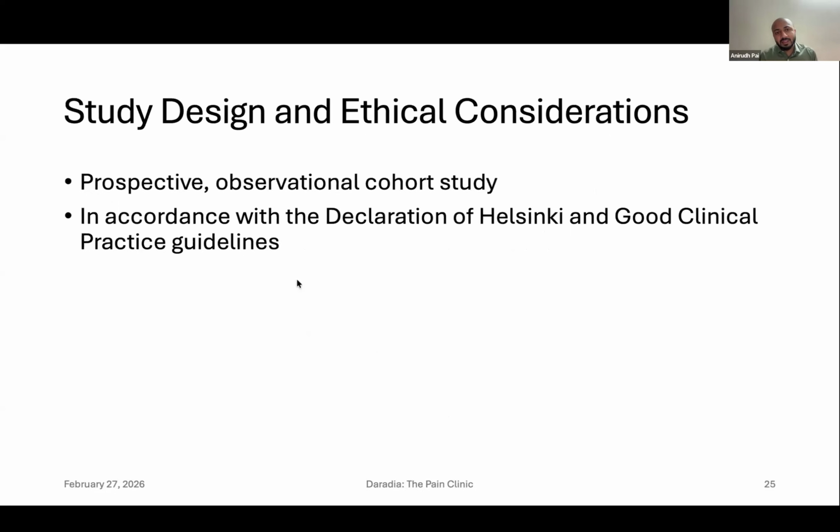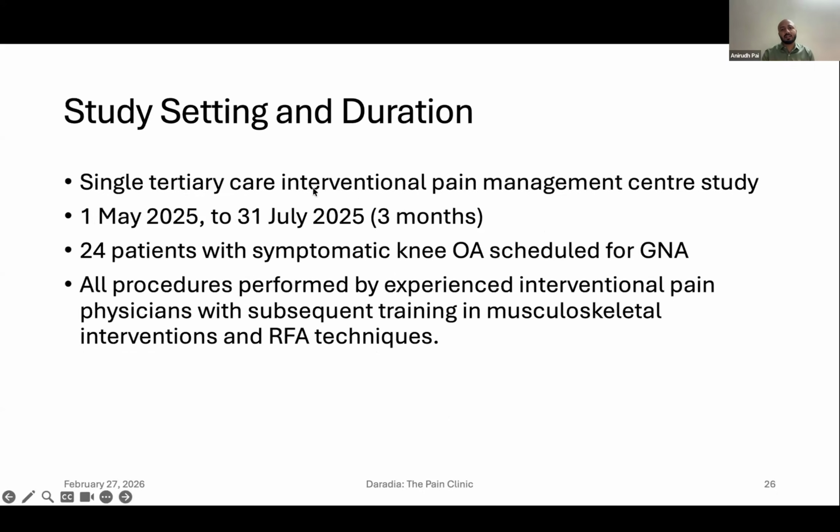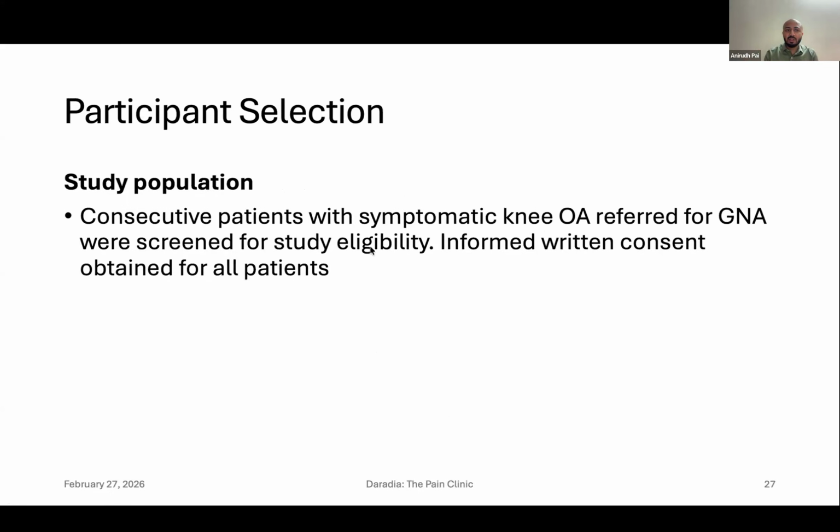This was a prospective observational cohort study, a single center tertiary care center study conducted over 3 months. Here, 24 patients were included with symptomatic osteoarthritis of the knee, and all procedures were performed by experienced practitioners who had training in musculoskeletal interventions. The study population was consecutive patients with symptomatic osteoarthritis knee who were referred for genicular nerve ablation. They were screened for study eligibility, and informed consent was taken.